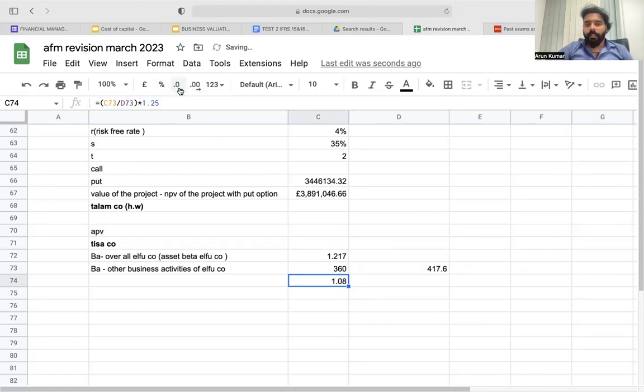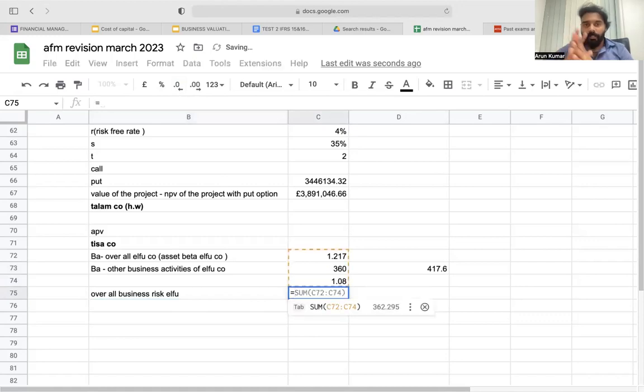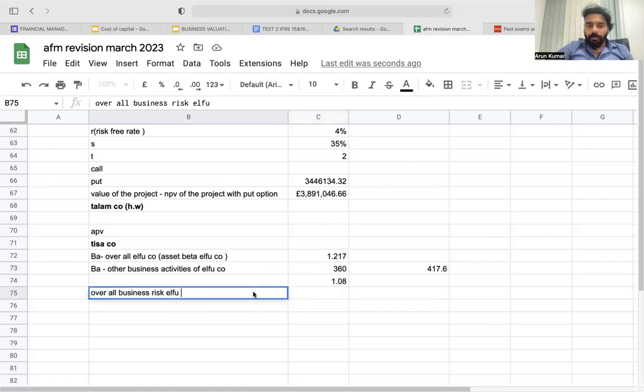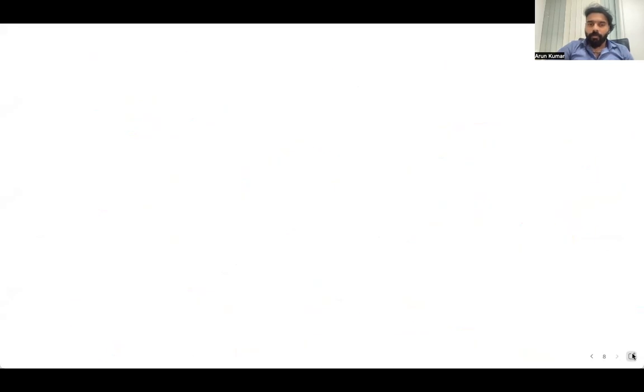It's 1.07 or 1.08. So we got the value of business risk of the overall business as well as for the other business activity. So we know the overall business risk of L4 company, it's a weighted average of two business risks. So how will you calculate this? How are you going to calculate that balancing figure? It will be 1.27. We know that the overall business risk is 1.27.